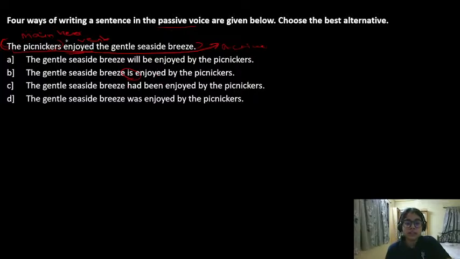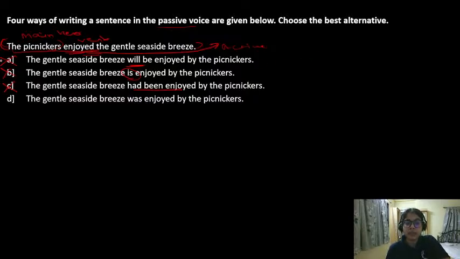The sentence is in the past. The picnickers enjoyed the gentle seaside breeze. Okay, it's in simple past. Had enjoyed would be past perfect. Were enjoying would be past continuous. None of this is given. It's in simple past, so this cannot be. Similarly, had been enjoyed also cannot be. The sentence is given in past tense, not in future tense, so A also cannot be. Okay, we are not to tamper with the tense. We will stick to the given tense.